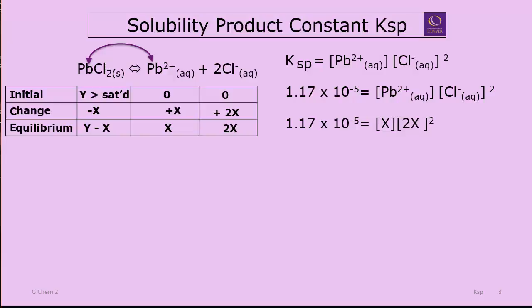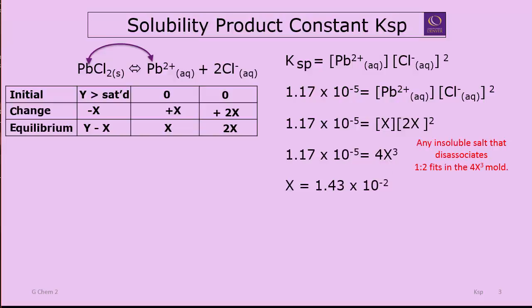So you set your KSP equal to X times 2X raised to the power 2. And when you clean that up, this is what I want you to also kind of lock on. Anytime you have a metal that dissolves in a 1-to-2 ratio and you work the ice table, you're always going to end up here. If it's 1-to-2 metal to anion, you're going to have KSP equals 4X cubed and solve for X. Solve for X is 1.43 times 10 to the minus 2.